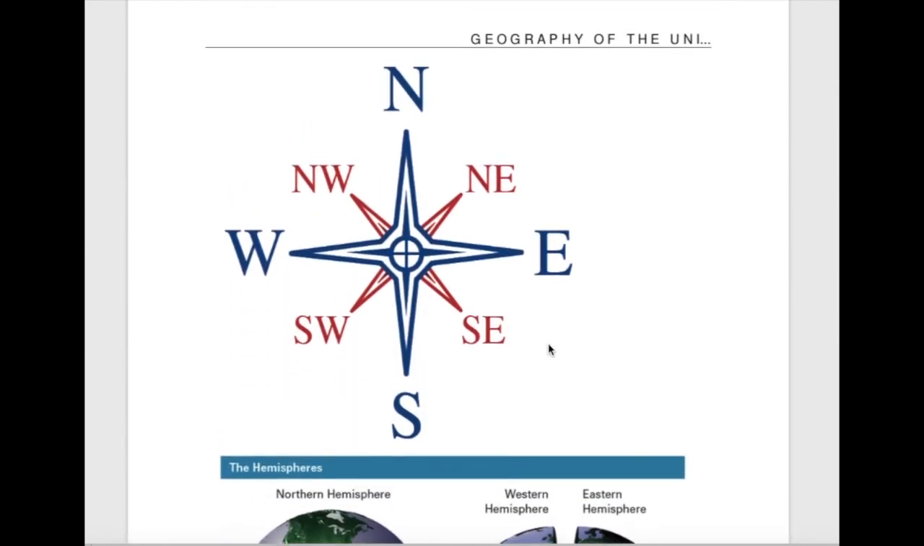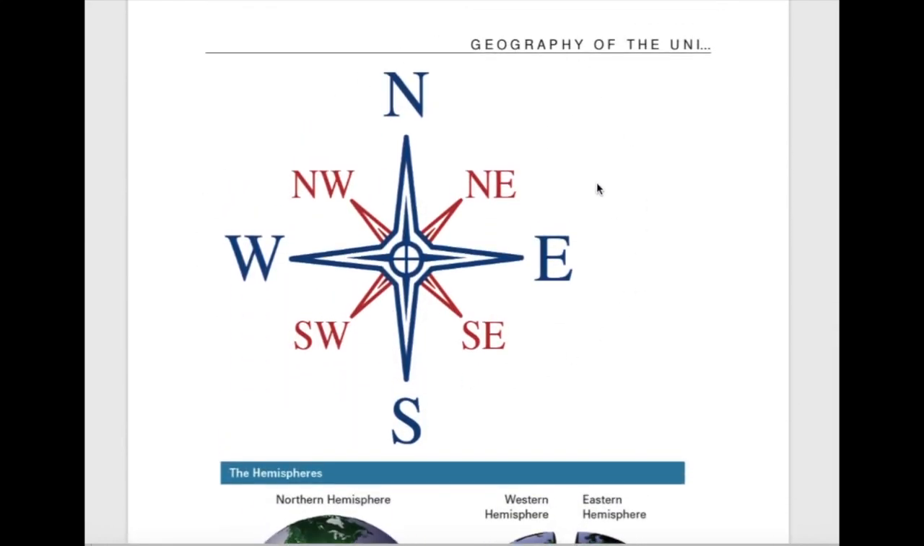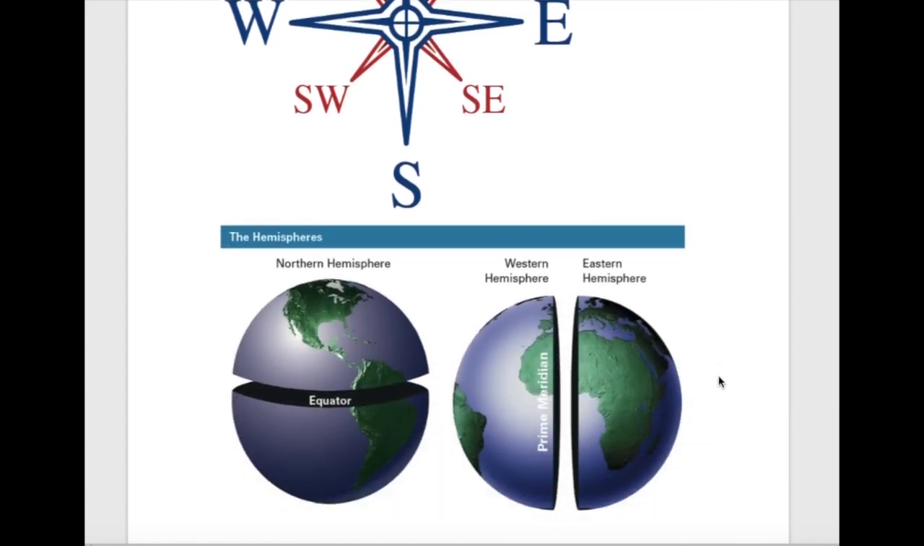All right, so we're moving on to this page. This is a picture of a compass rose, which you normally see on a map or a globe. You've got north, west, east, and south, and then you have northwest, northeast, southeast, and southwest. These are called intermediate directions, and these are called cardinal directions, and we will learn more about that later.